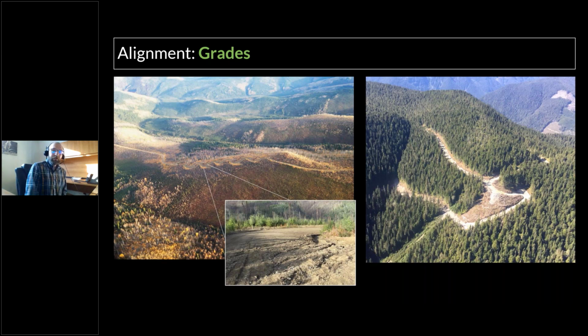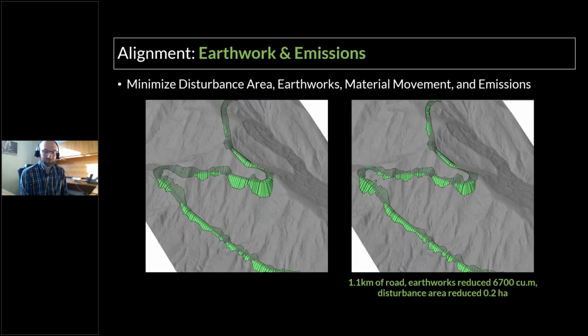And then another aspect of how the alignment helps us reduce our environmental impact is through minimizing disturbance area, earthworks, material movement, and through all that, minimizing our emissions during construction.